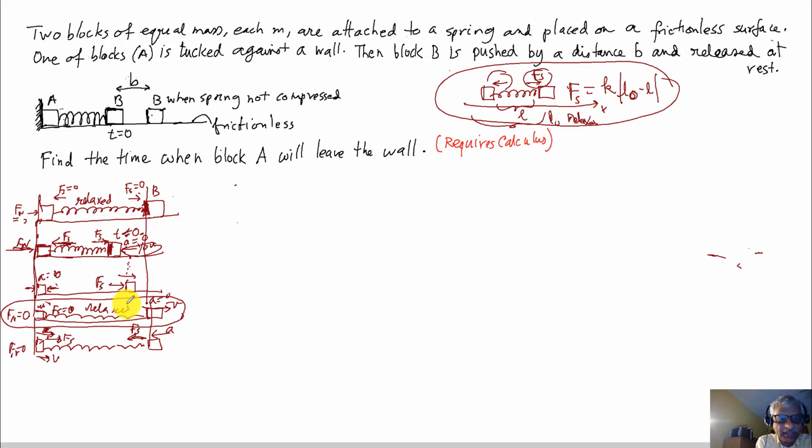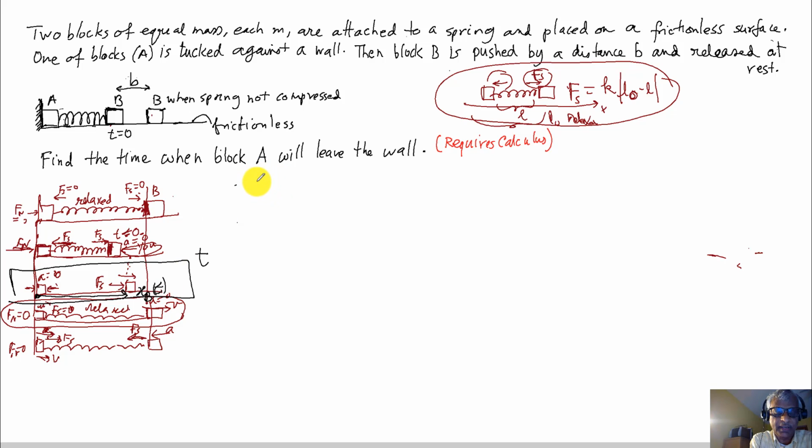Let me now present the solution. So I will write this out. This is an arbitrary time t. We will set up the equation of motion for this situation, and from here to here, let's call this xb, the coordinate at time t.